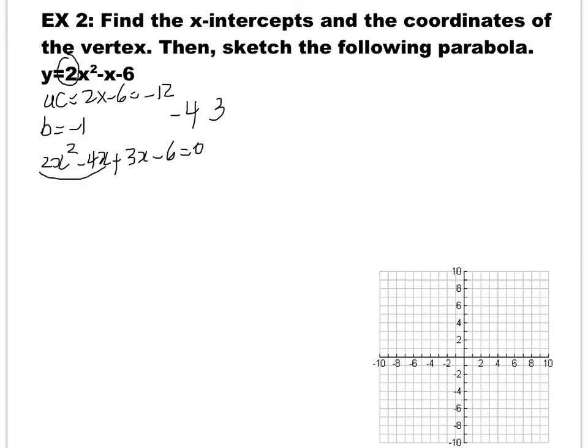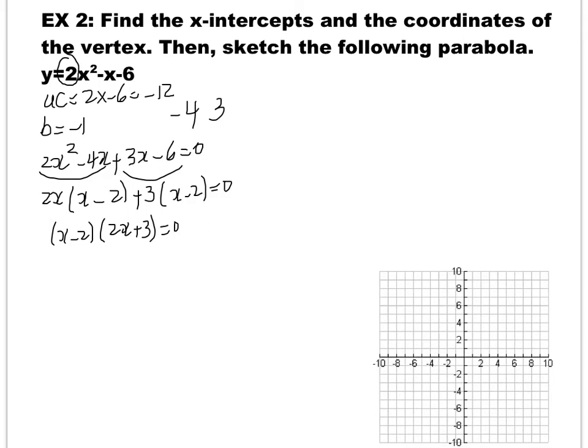Now I take these two and these two together, and from the first one I factor out 2x, I get x minus 2, plus, from the second one I take 3 out, so I get x minus 2, is equal to 0. X minus 2 is common, so I get x minus 2 times 2x plus 3 is equal to 0. I get two equations, x minus 2 is equal to 0, so from here x is 2. The next one, 2x plus 3 is equal to 0, so I get x is negative 3 over 2, which is negative 1.5.